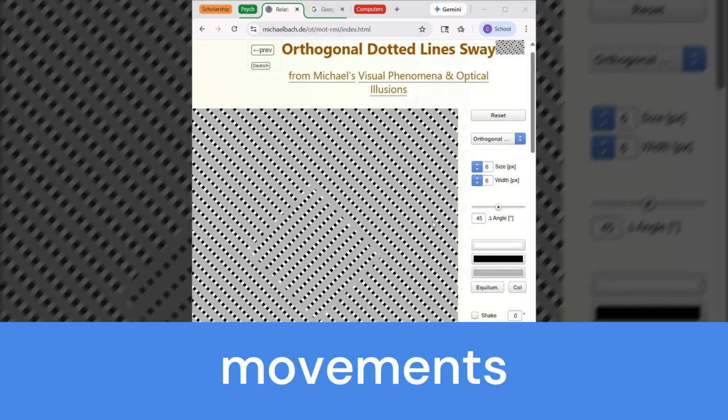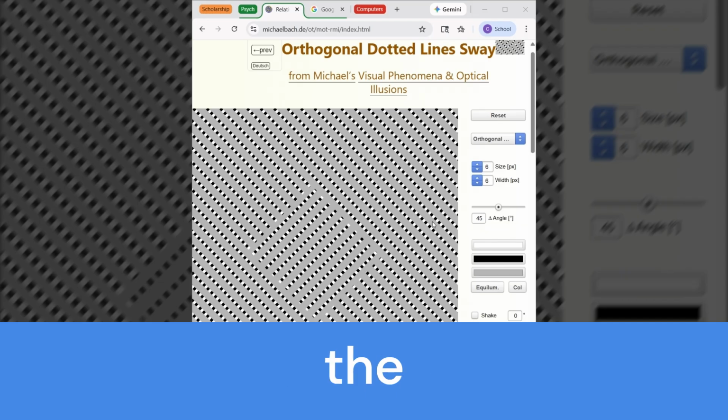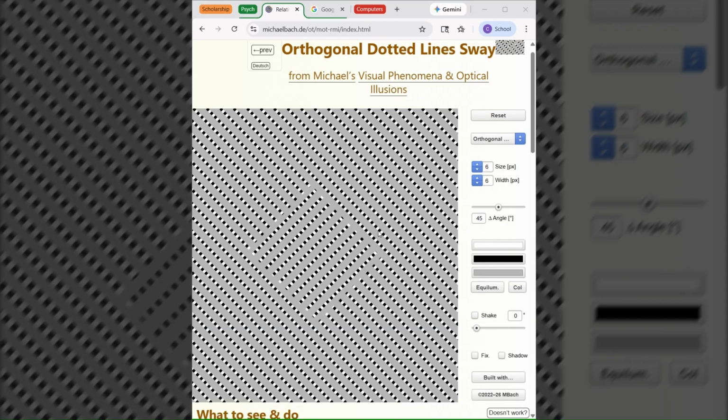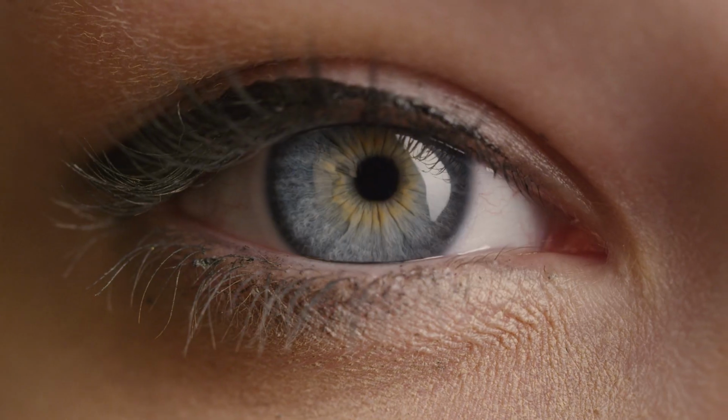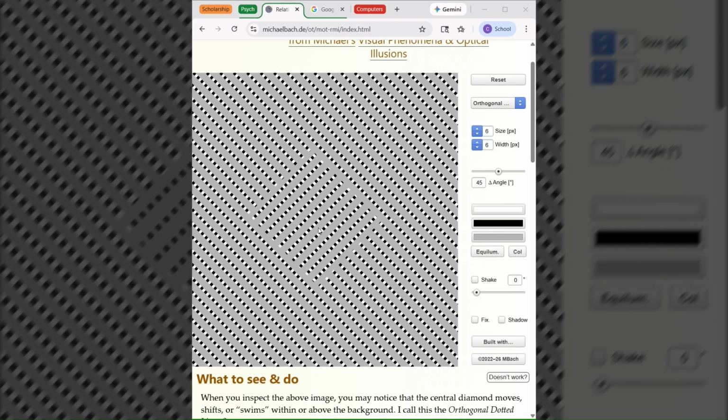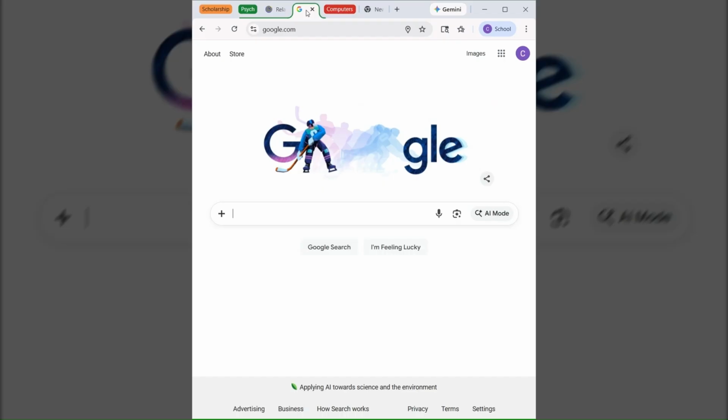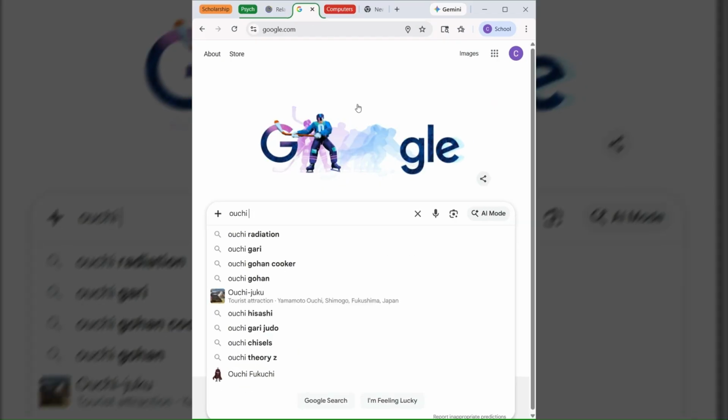The third point is that eye movements amplify the illusion. The tiny involuntary eye movements act like temporary motion. They create slight shifts in the dots' positions on the retina, which the brain interprets as motion. This mechanism is similar to the Ouchi illusion, and I'll look that up and show you what that is.